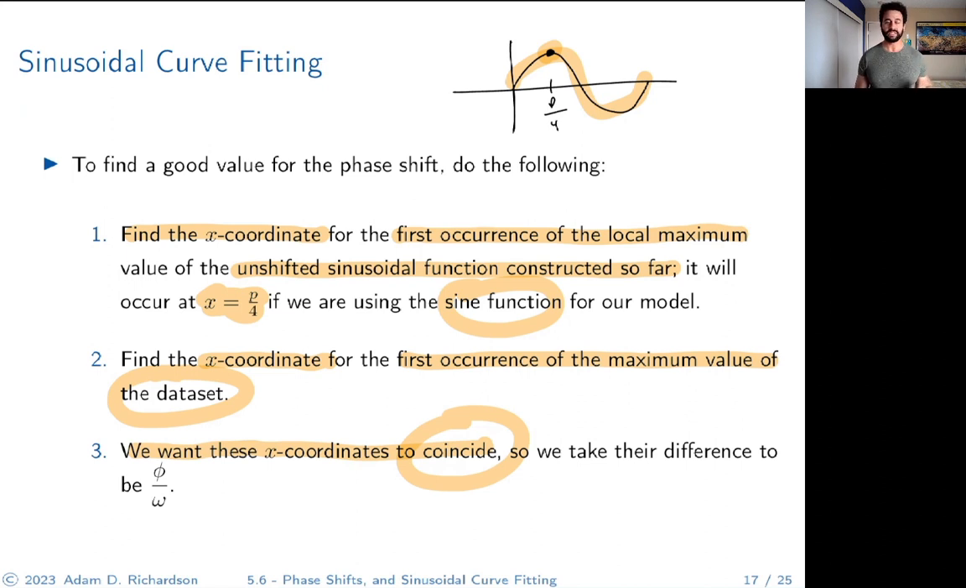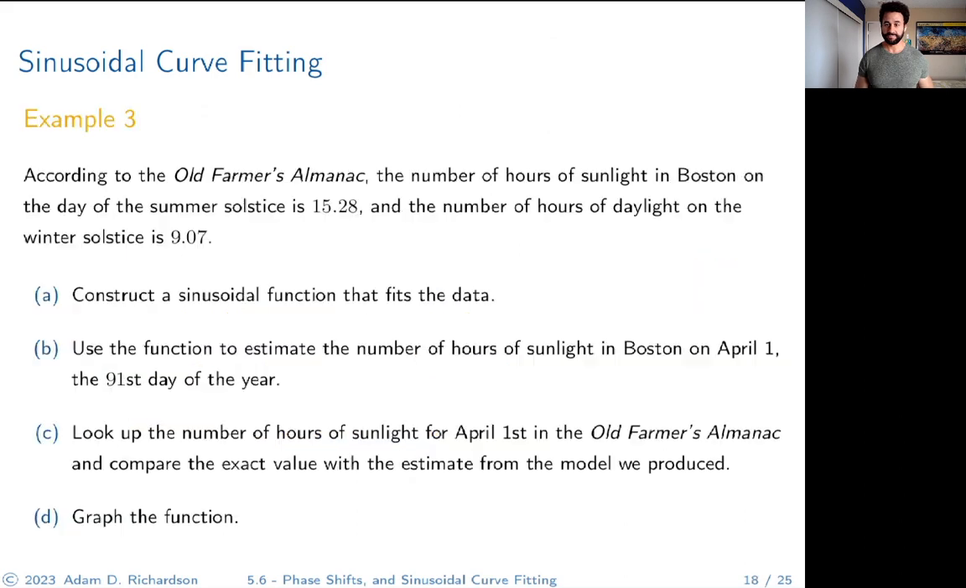Let's do it on an actual example to see how it works. So here we go. Here's an example from the book, and you'll have a similar problem on the homework as well. So according to the Old Farmer's Almanac, the number of hours of sunlight in Boston on the day of the summer solstice is 15.28 hours. And the number of hours of daylight on the winter solstice is 9.07 hours. So what are we going to do? We're going to construct a sinusoidal function that fits the data.